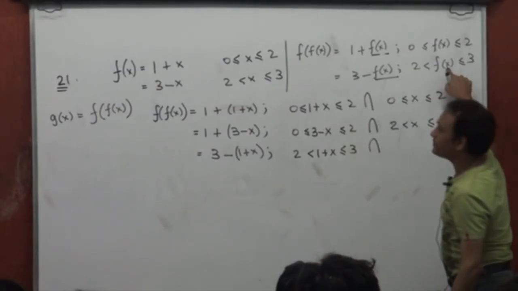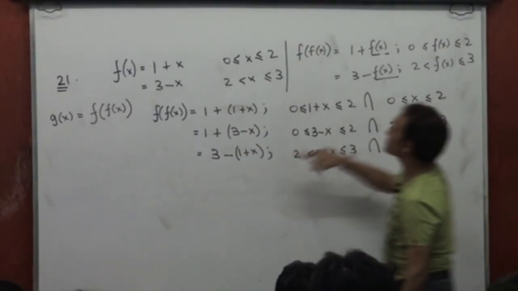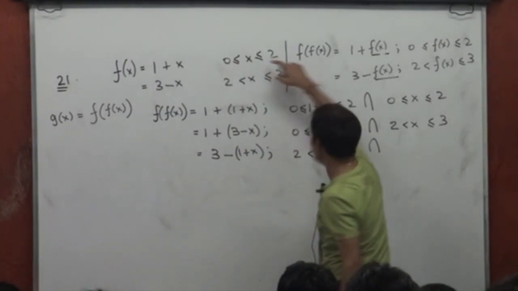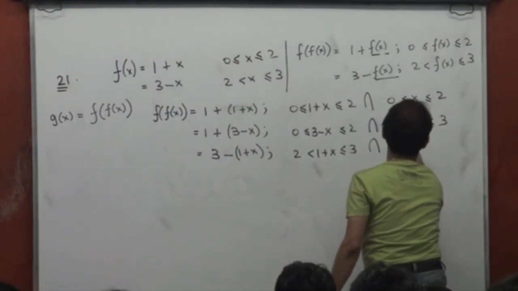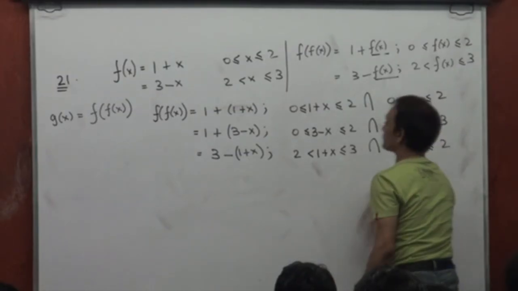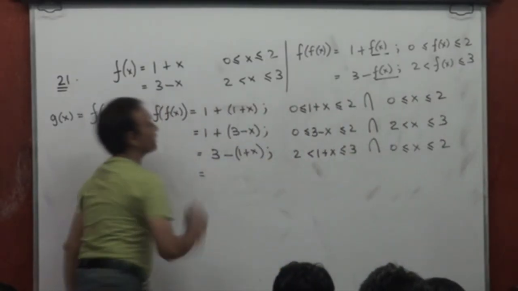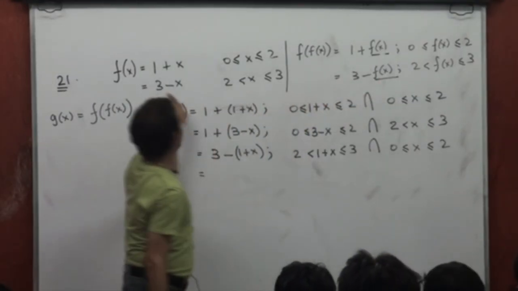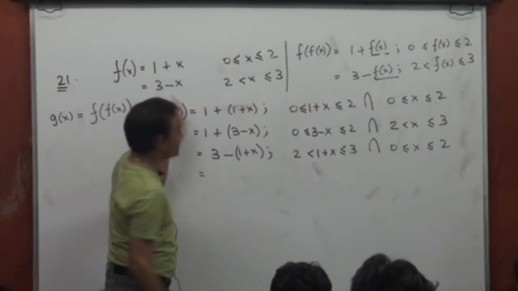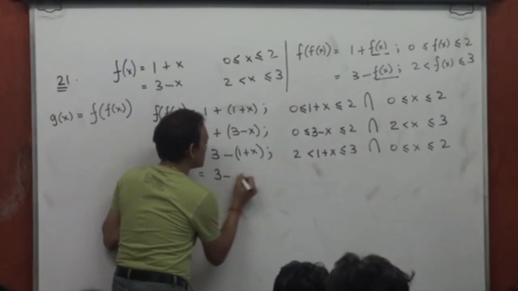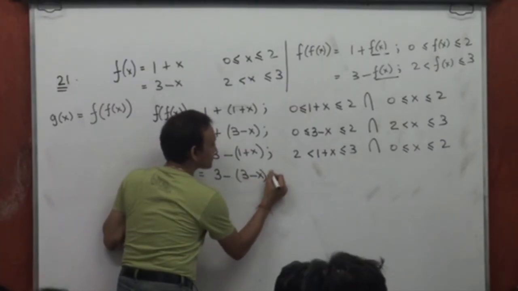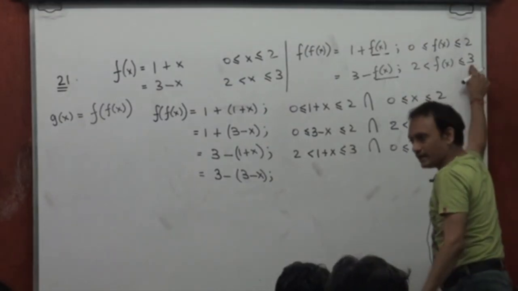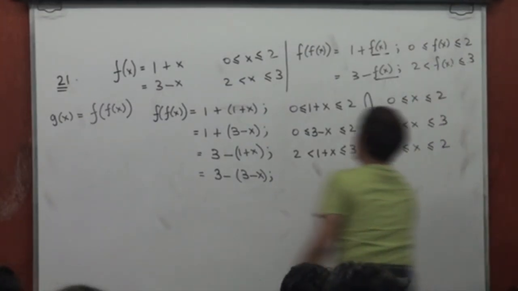Intersection. And the moment you have chosen f(x) as 1 plus x, x must be greater than or equal to 0, less than or equal to 2. And then the final possibility, f(x) could be 3 minus x, where 3 minus x must lie between 2 and 3.